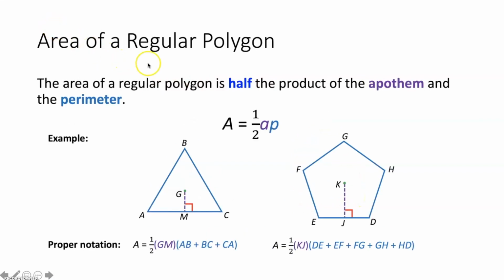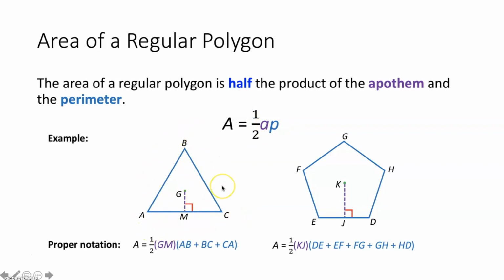Now let's talk about the area of a regular polygon. The area of a regular polygon is half of the product of the apothem and the perimeter, or area is equal to 1/2 A times P. If you are given that a polygon is regular, meaning it is both equilateral and equiangular, and you want to find the area of that regular polygon, you're going to use the formula area is equal to 1/2 the apothem times the perimeter.